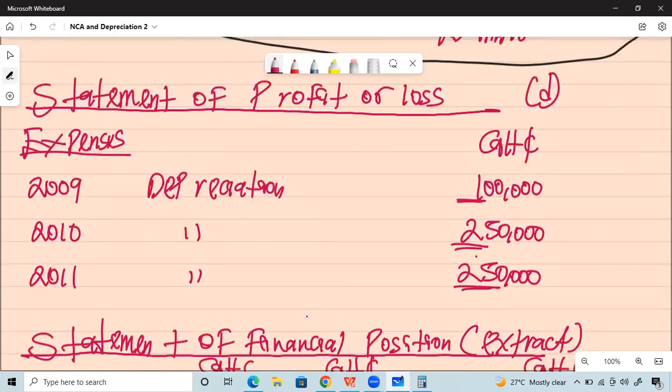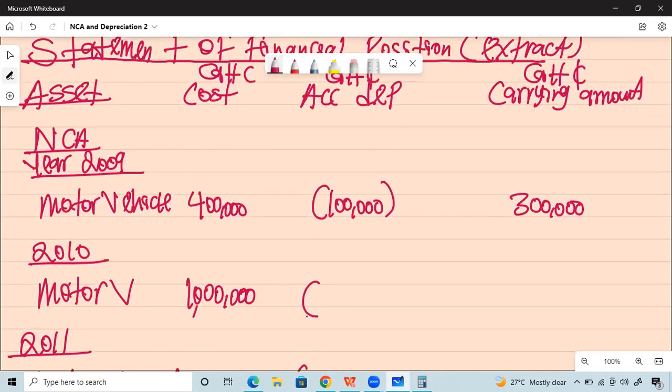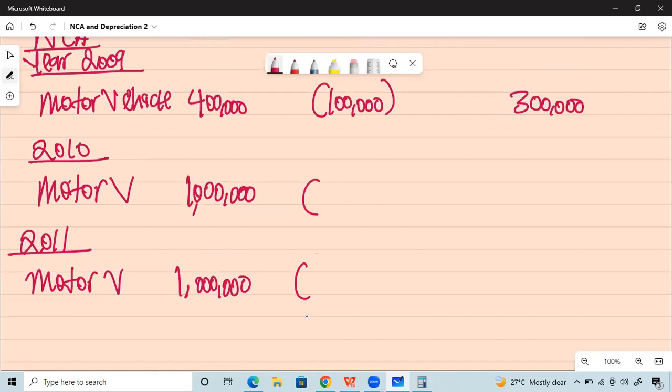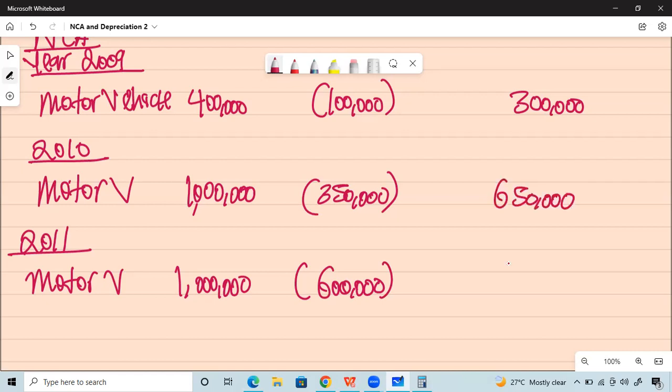And everything that you need to understand once it comes to the depreciation account, I have fully explained it. So this is 350. And this is 600. So 1 million minus, this will be 650. And this will be 400,000.